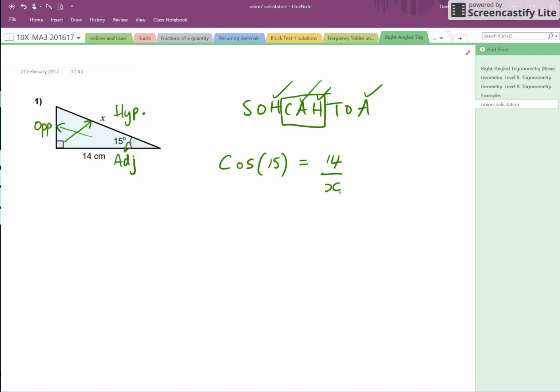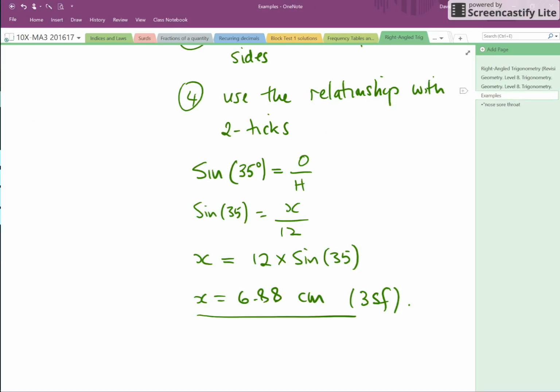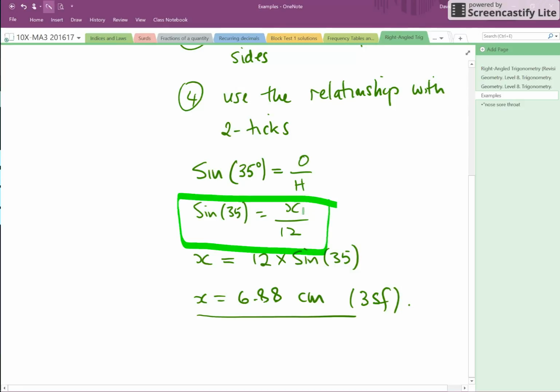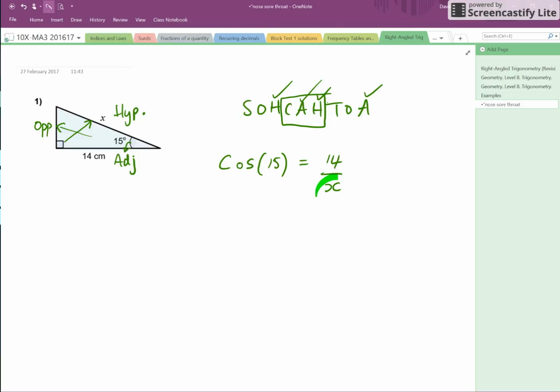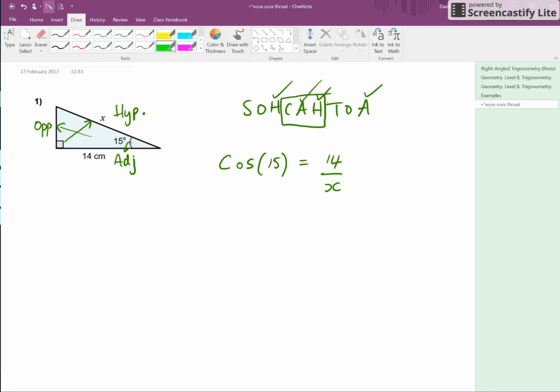over x. Now this case, it's very slightly different. If you look at the previous example, the unknown that we're trying to find, which is the x, was on the numerator. So we multiplied both sides by 12 to get that on its own. In this case, the unknown is on the denominator this time. So we need to turn everything upside down. But the easiest way to do that is just to swap over the x and the cos 15. So we're going to do that.